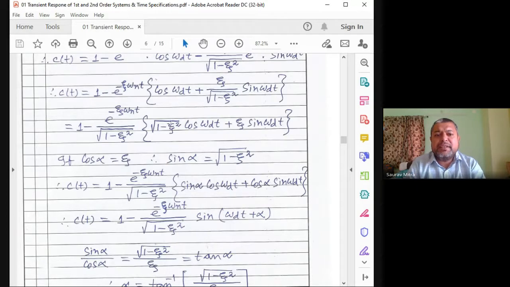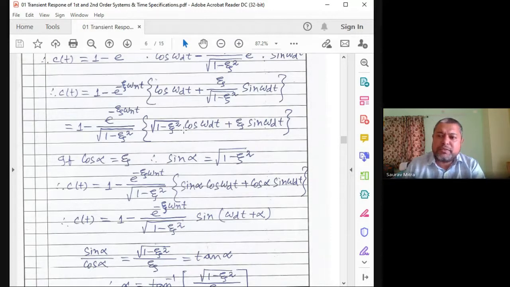Okay, and again here zeta is R by 2 root under of C by L. Omega d is omega n into root under of 1 minus zeta square. Omega n is equal to 1 by root LC, zeta you know, and sine omega d t. So everything we have to write in terms of L and R and C. So I'll give you just an RLC circuit and I'll ask you to write the C(t) equation. You should be able to write it.